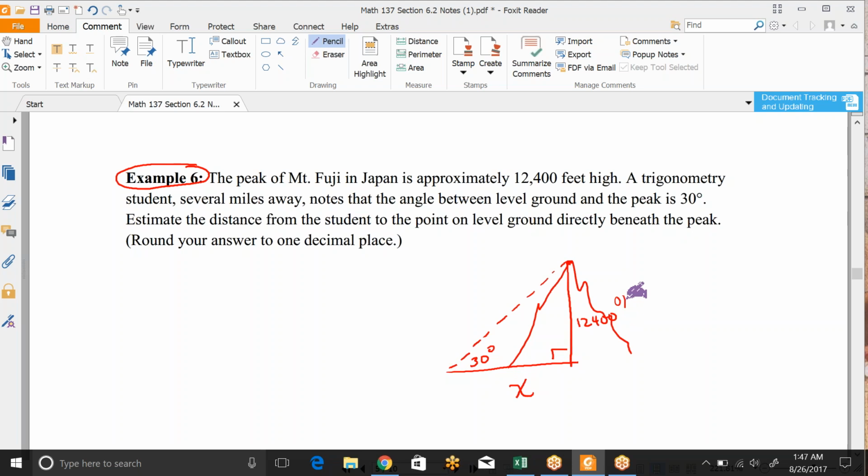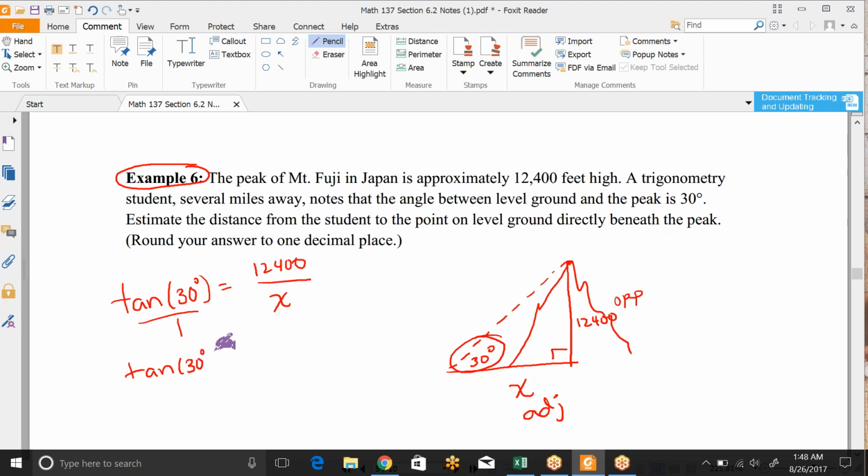So this is opposite to the angle that we have. This is adjacent, so we're going to have to use tangent. So tangent of 30 degrees equals opposite over adjacent. We could try to cross multiply right now. That would be tan 30 degrees times x. So you don't always have to convert the tangent first. I'm going to show you that you can do this one too with your calculator since they said to round. So we're going to end up dividing both sides by tan of 30 degrees.